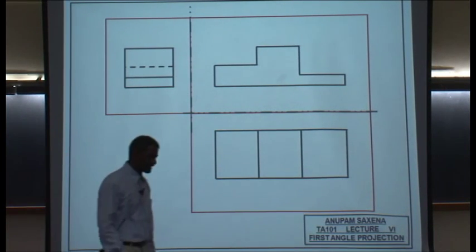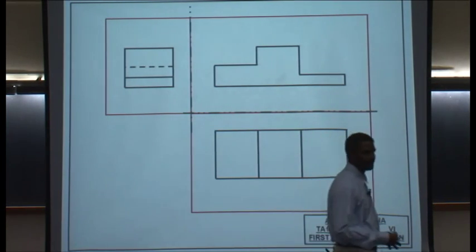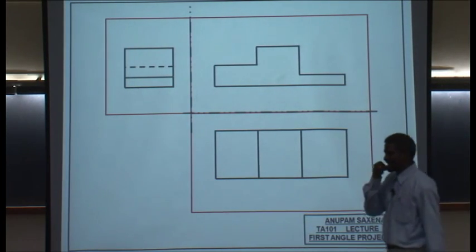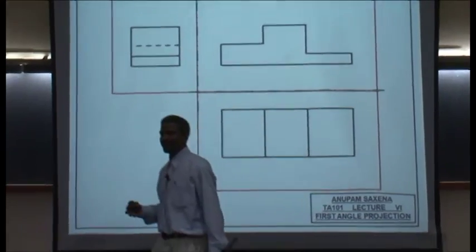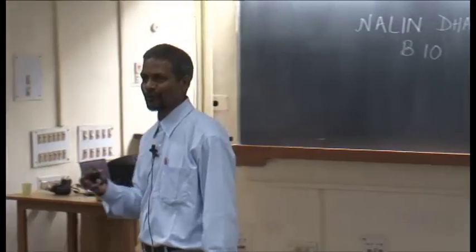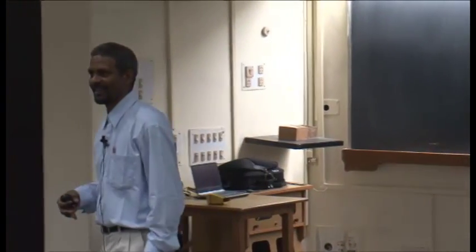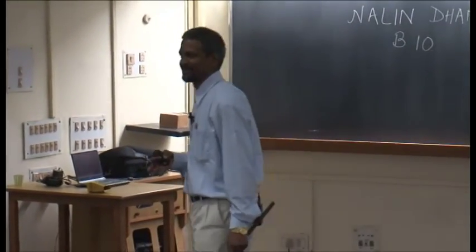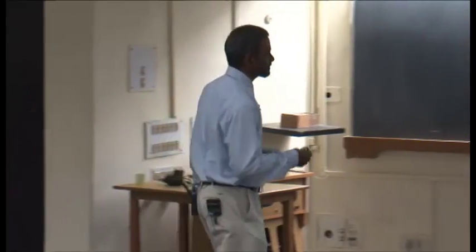Okay, so it's always a nice idea for you to get the concept so that you don't have to remember. And if you have to remember, then this is a very simple golden rule that I used to follow when I didn't understand this. In the first angle, the top is at the bottom of the front and the right is to the left of the front, just the opposite. Okay, but this is the concept that's important.